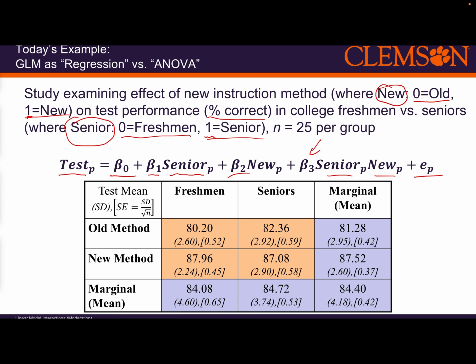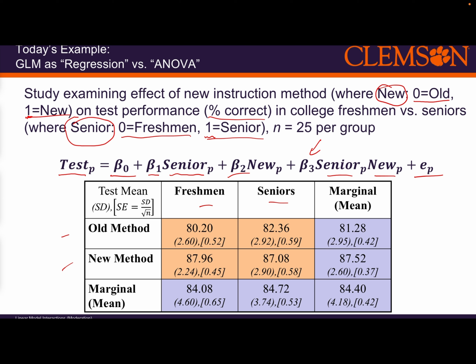So here in this table, you can see the 2x2 setup that we have. We have a column for freshmen and a column for seniors. We have the new method and the old method as well. The cell means represent the average score for each of these permutations of senior and new. So freshmen using the old method had a score of 80.2. Seniors with the old method had a score of 82.36 on average. Freshmen with the new method had a score on average of 86.96, and seniors had a score on average of 87.08.